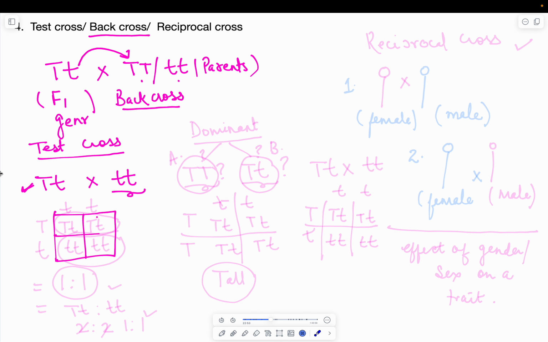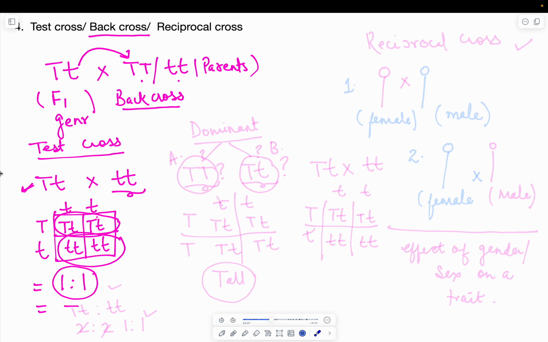If you cross a hybrid with a recessive parent, the gametes will be written on this side, the parental gametes will be written on the upper side. So there is the possibility of two kinds of individuals. These two individuals will be tall and these two individuals will be dwarf. So tall and dwarf are in the ratio of 1:1, right? So this is the phenotypic ratio, and the genotypic ratio is also the same as the phenotypic ratio.